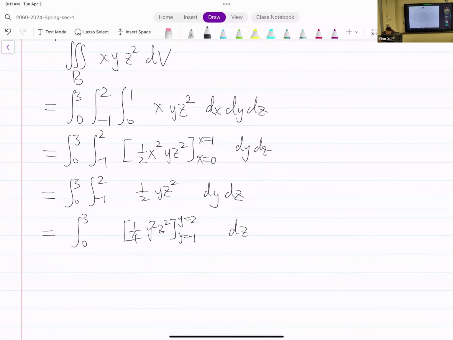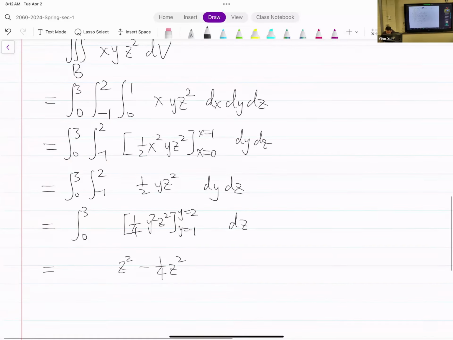Okay, so plug in y equal to 2 and y equal to -1. So 1/4 times 2 squared, that's just z squared, right? So if you plug in y equals -1, we minus 1/4. So this y squared is just 1, z squared. So that would be two different functions that we are subtracting. And then finally we integrate from 0 to 3. Easy.